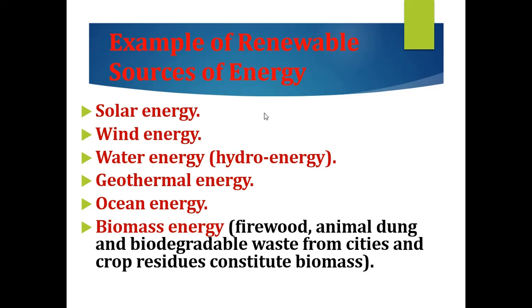Solar energy, you know, we can get the energy from the sun in an unlimited amount. Yes, we can get the energy again and again. Even if we use it in large amounts, we can get it again. Such types of energy are called renewable sources of energy. So examples are solar energy, wind energy, water energy. Water energy is also called hydro energy. Hydro means water, so the energy which we get from water is called hydro energy. Then geothermal energy, ocean energy, biomass energy.